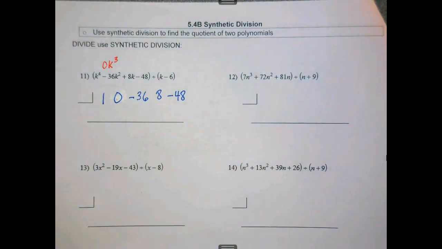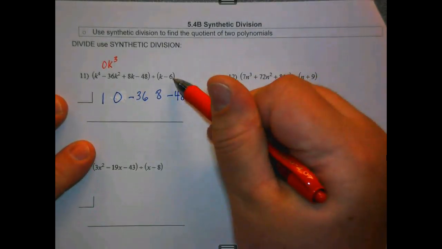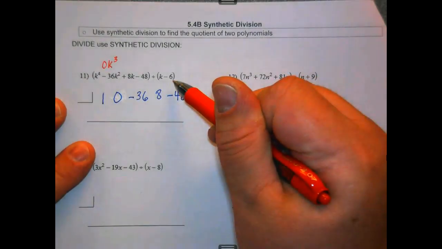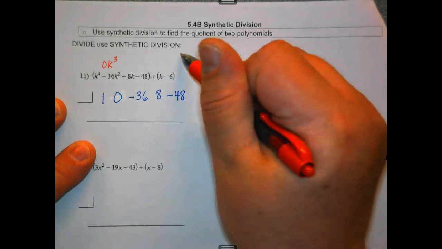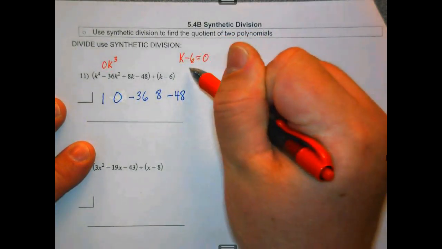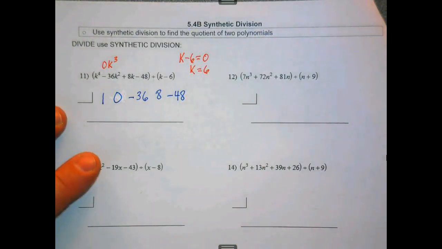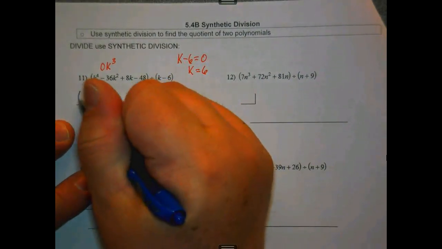Now, for synthetic division, I need my 0 here, not the factor. I need the 0. So I have to take that k minus 6, set it equal to 0, and actually my k equals 6. So that's what I have to divide by, a positive 6.